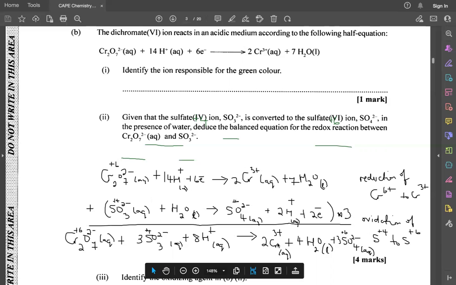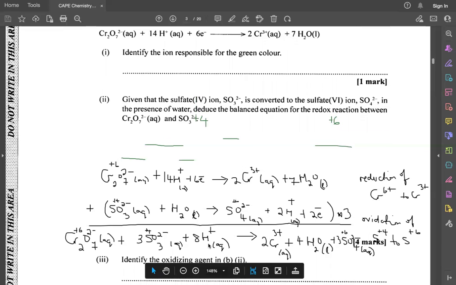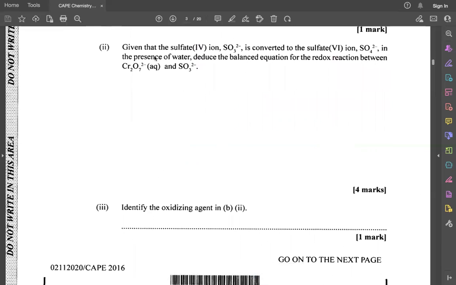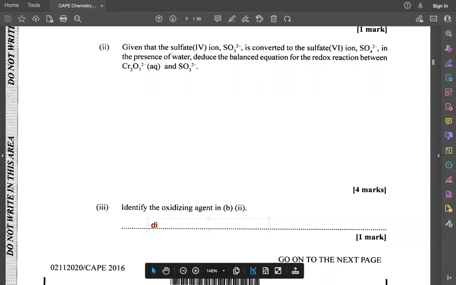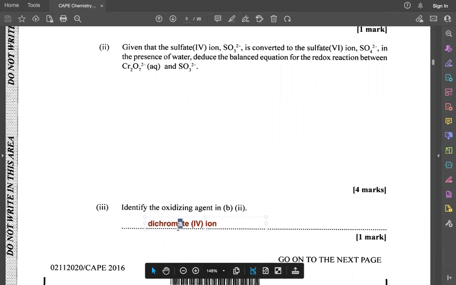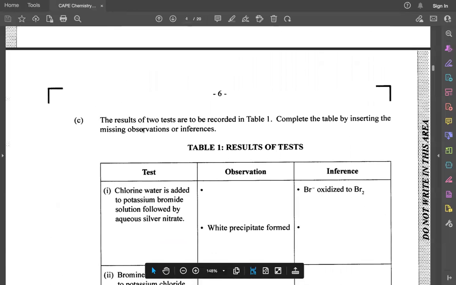So oxidizing agents bring about oxidation in another species, while they themselves are reduced. And so the dichromate 6 ion is our oxidizing agent in this particular equation. So let's just scroll down, clear everything, and write that down, that the oxidizing agent above was our dichromate 6 ion that brought about that oxidation. Okay? All right, so that's our answer for 1 mark here. So we're going to clear that and move on to part C.